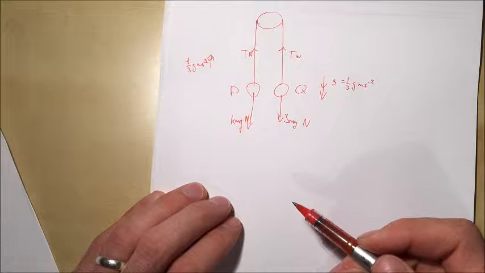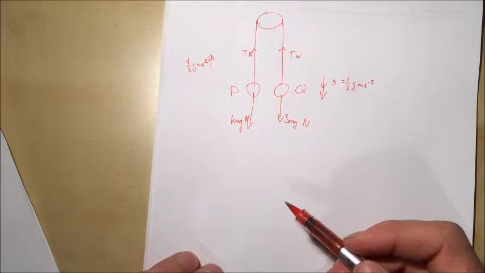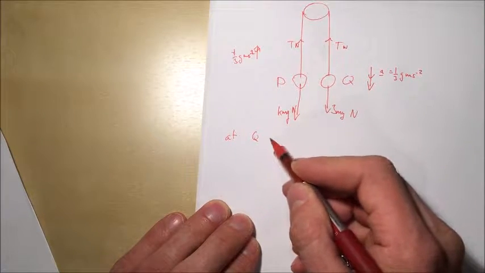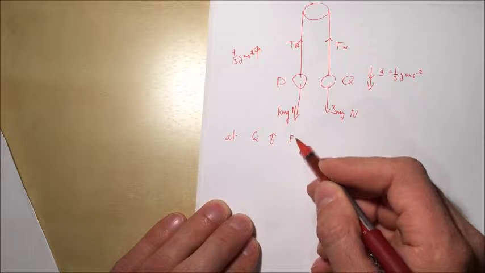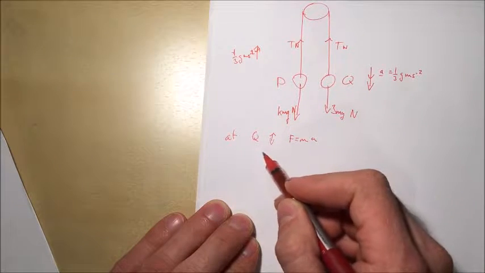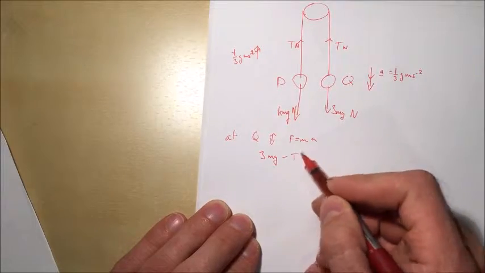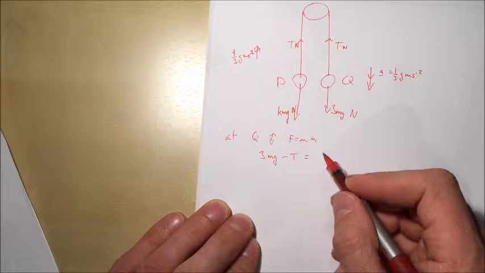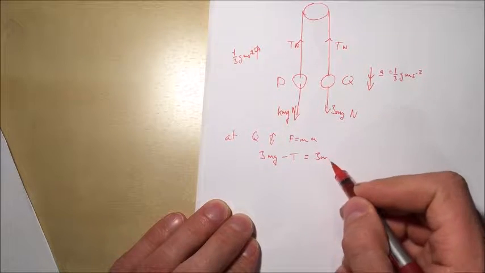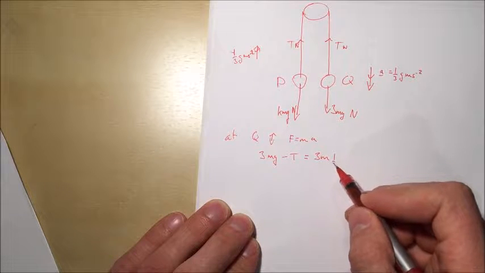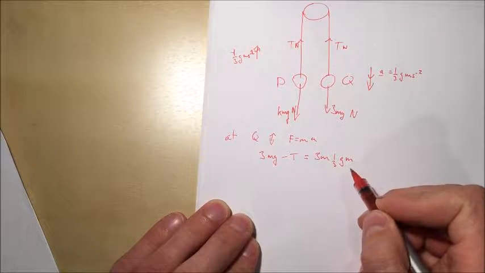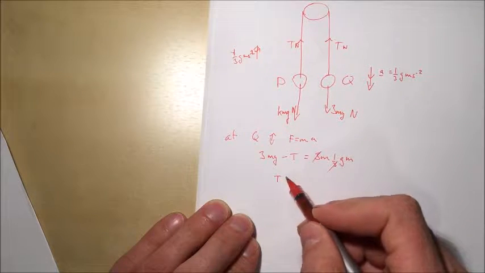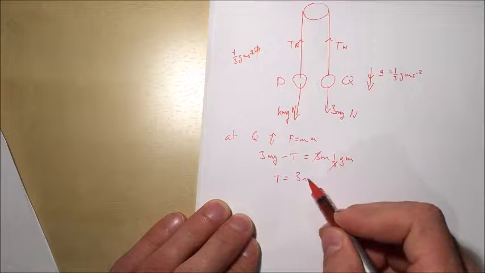Both of them are accelerating, so we're going to apply F equals ma, and so far that will be pretty straightforward. So at Q, we're going to consider the vertical motion, we're going to apply F equals ma. So we're going to get 3mg minus T, that's the net force pulling it downwards, equals mass, which is 3m, times acceleration, which is 1/3 g. The 3's are going to cancel out, so that's going to give us that T equals 3mg.